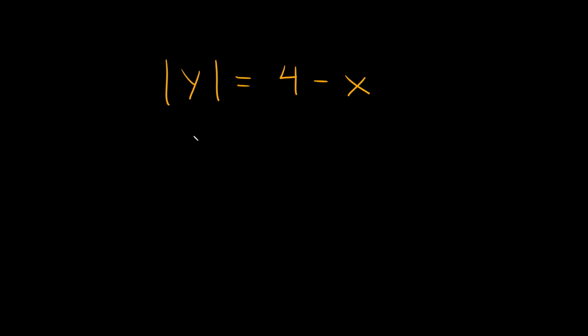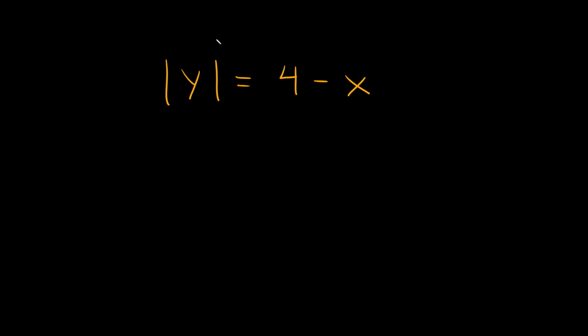But in any case, again, this one is a function. Alrighty, now we basically just moved the absolute value bars here, so you can see it's the absolute value of y is equal to 4 minus x. Okay, so in this case, again, we want to isolate y by itself, so we need to get rid of these absolute value bars somehow, right?